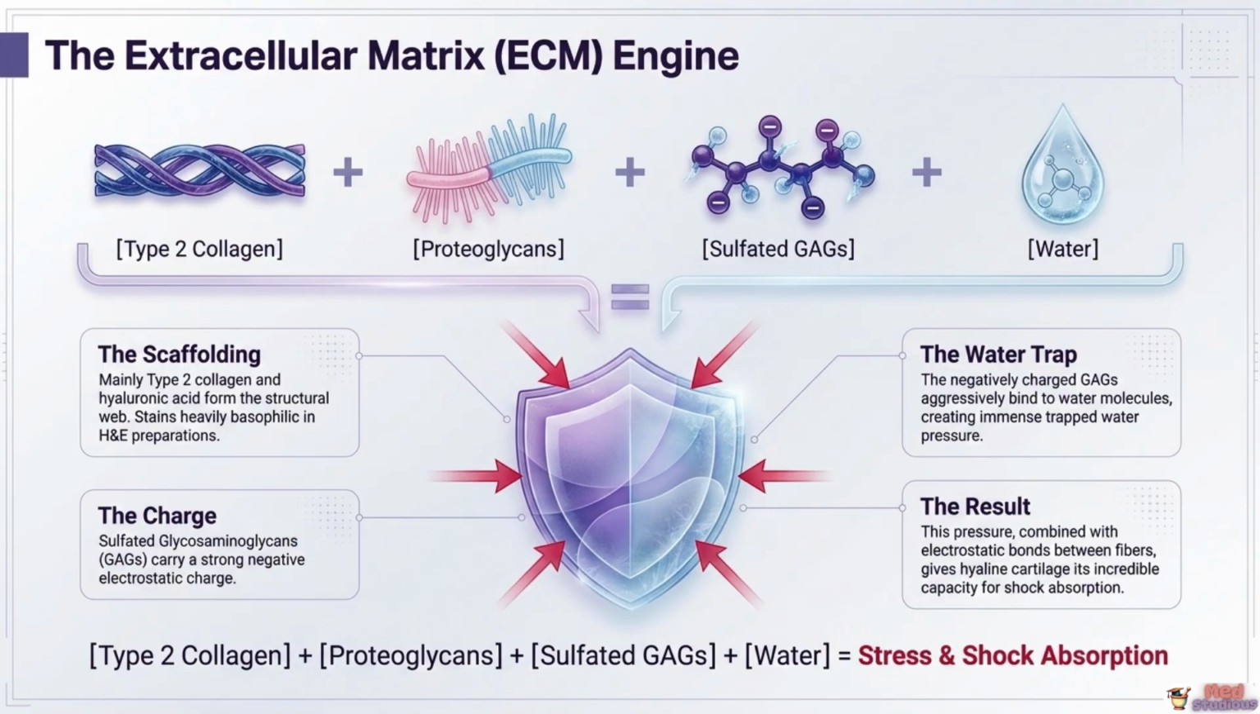Component 4 is this water itself, comprising up to 80% of the wet weight of articular cartilage. When compressed, this pressurized water distributes the load and allows the matrix to function as a hydraulic shock absorber. Combined with the electrostatic bonds between proteoglycans and collagen fibers, this gives hyaline cartilage its remarkable capacity for repeated compressive loading without permanent deformation.